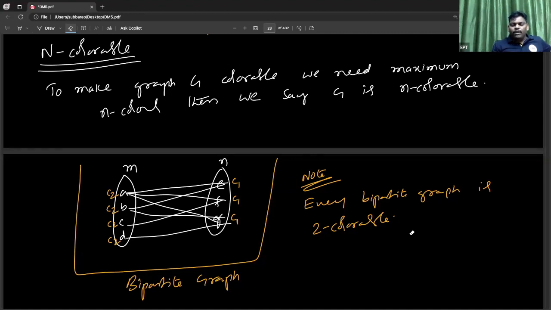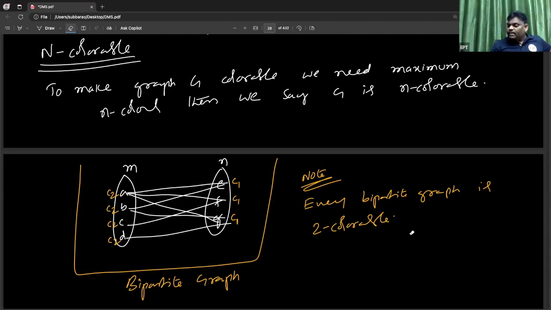What about null graph? Is it bipartite? Null graph, bipartite or not? No edge there, it's okay. It is also bipartite. But how many colors required? One is enough. For everyone give same color, because no one is adjacent. Give everyone one color.